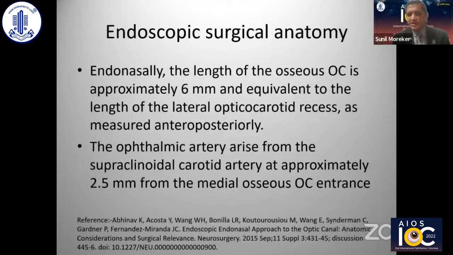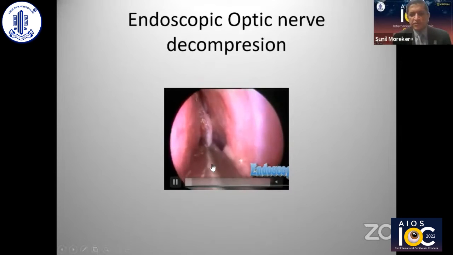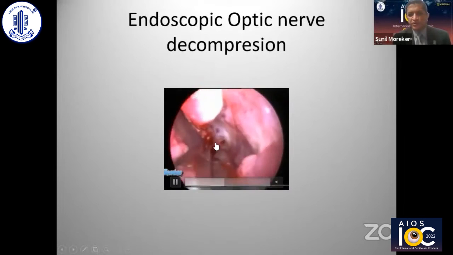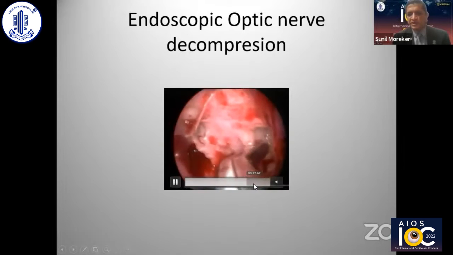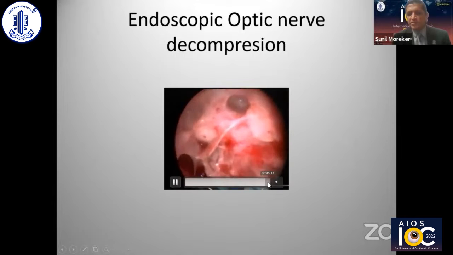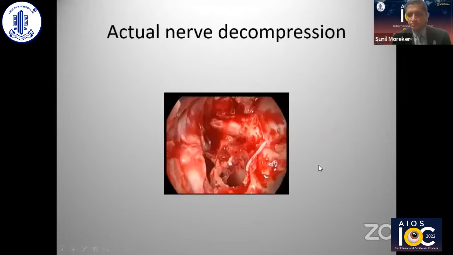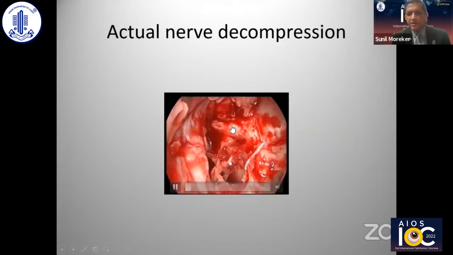The endoscopic surgical anatomy is something that you need to look at. This is one of our oldest videos for endoscopic decompression. So you go right up to the sphenoid sinus there, and you open up the sphenoid sinus. Sometimes you take out the bone if the bony chip is there. If the bony chip is not there, you are just doing a decompression.